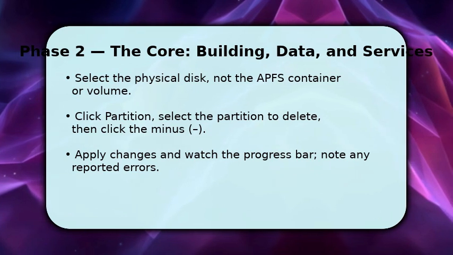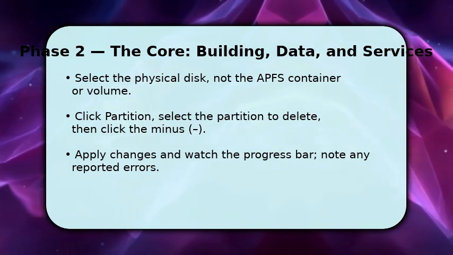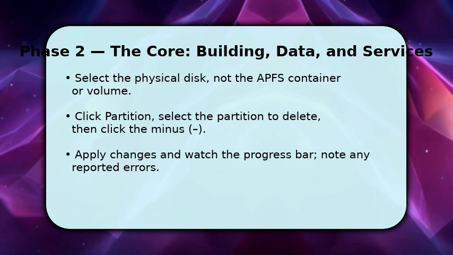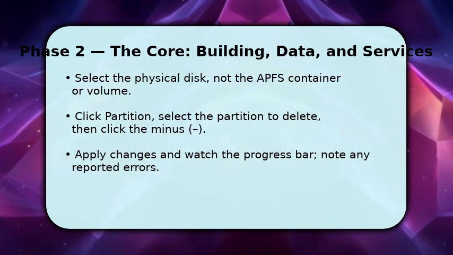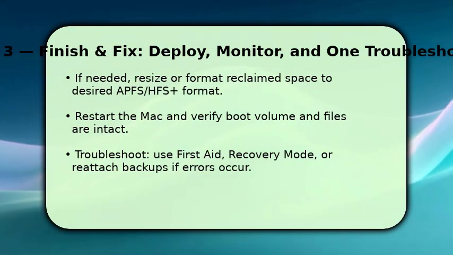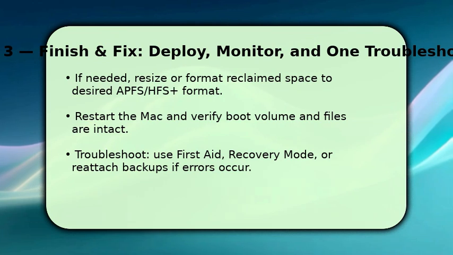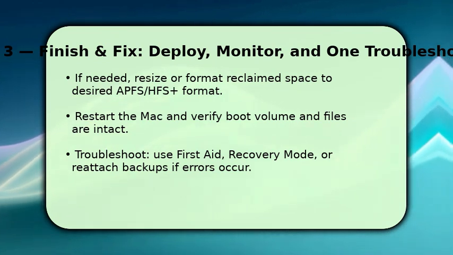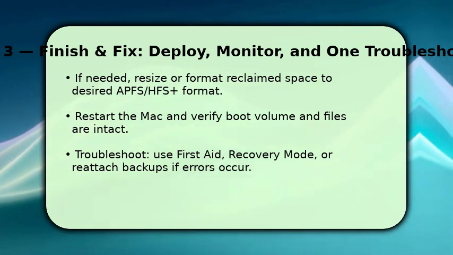If you're working with apps containers, remove volumes inside the container first, then adjust the container size. This ensures clean space reclamation. Finish by resizing the remaining partition or formatting the reclaimed space. Select the free space, choose Add or Resize, and apply the apps or HFS Plus format you need.